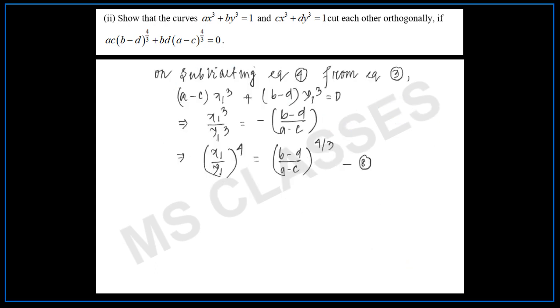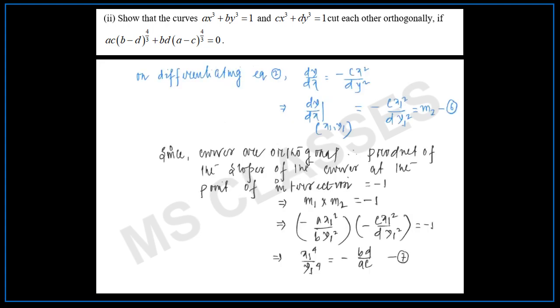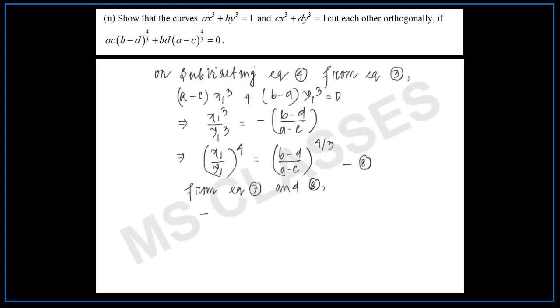So from equation 7 and 8, what we can write: from equation 7 we see that it is bd by ac, minus bd by ac. So here we write minus bd by ac equal to b minus d whole to the power of 4 by 3 by a minus c whole to the power of 4 by 3.